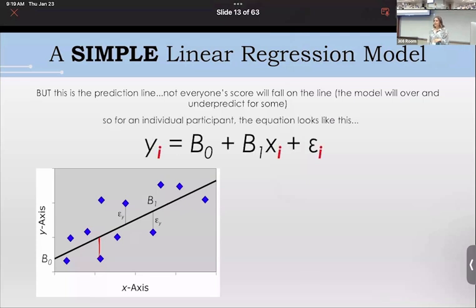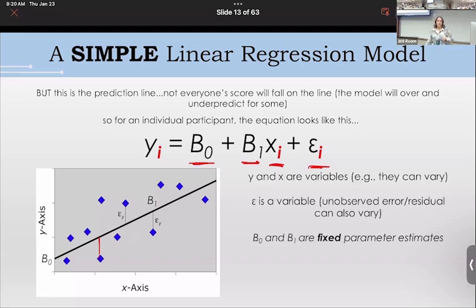So if I'm asking about someone's individual score on Y, it's the intercept. Everybody has the same intercept, it's fixed. It's that person's X score times the slope coefficient, fixed for everybody, plus their individual deviation from that line, their error. Error is also a variable. It's unobserved. It can vary.